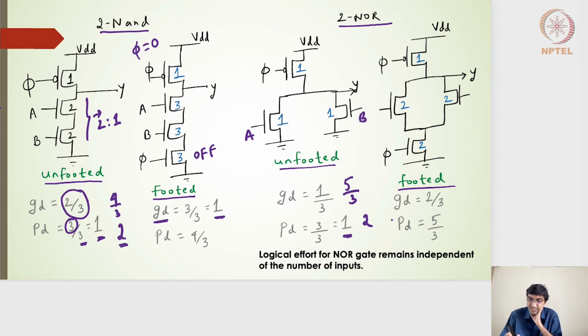On the footed side, just to avoid the contention, we have one more transistor here, the foot transistor with a size of 2. And the A and B transistors on the pull down side have a size of 2 and 2, right?